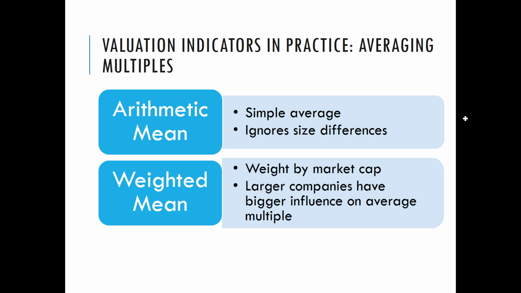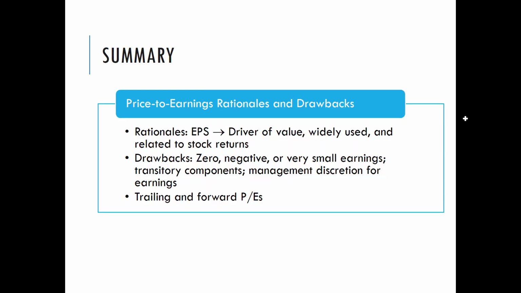So again, I did also already mention the idea that when we're using multiples, and specifically an index of a lot of different firms, sometimes it's not necessarily great to use an arithmetic mean, in the sense that we're just looking at the average. We might use a weighted mean based on the size of the firm, in the sense that large companies might be weighted by their market capitalization so that they have a heavier influence on the average multiple. So again, that kind of sums up what we did.